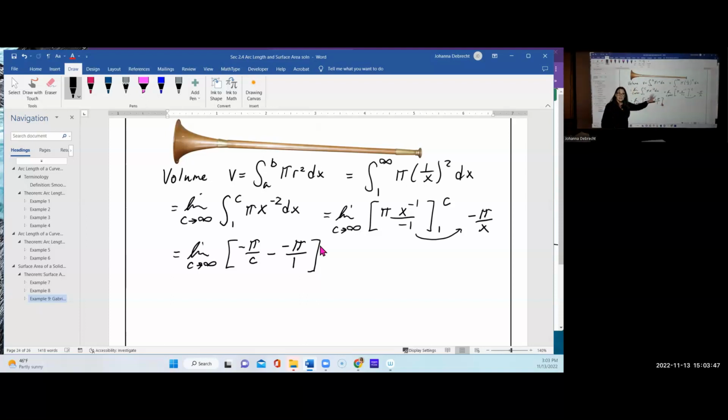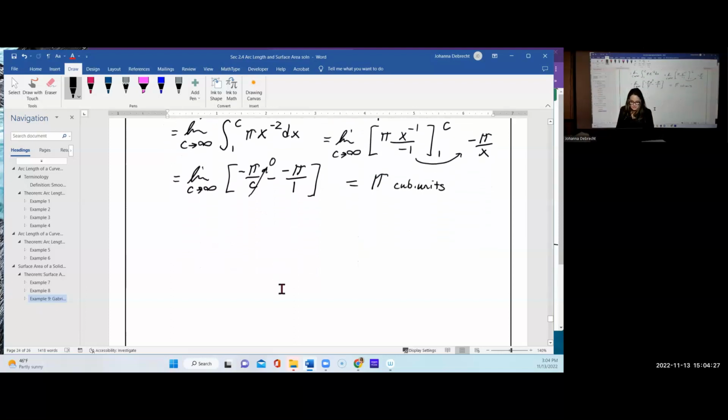Now that I have completed the integration by substituting the limits of integration, now I can take the limit. As c goes to infinity, a constant divided by c is going to go to 0. So this one goes to 0. And the second one, I have a double negative. So I get pi, and this is going to be cubic units. So in other words, I can fill it with pi cubic units of soda. It's an infinite space, but it's really, really narrow down there towards the mouthpiece. And it can be completely filled with exactly that amount of liquid.